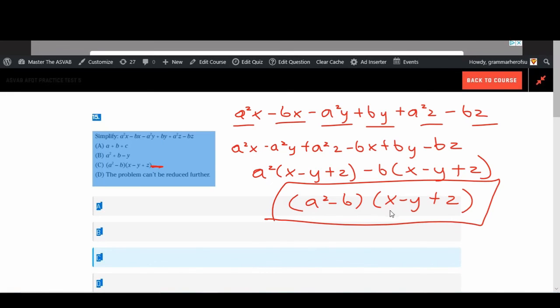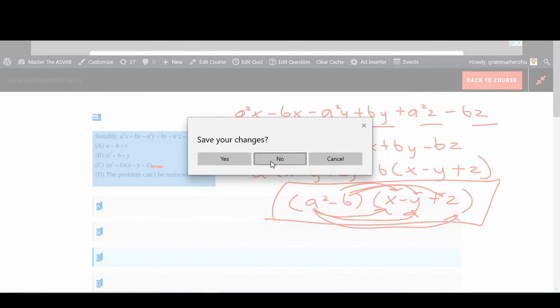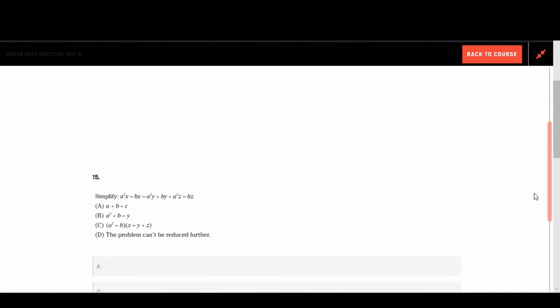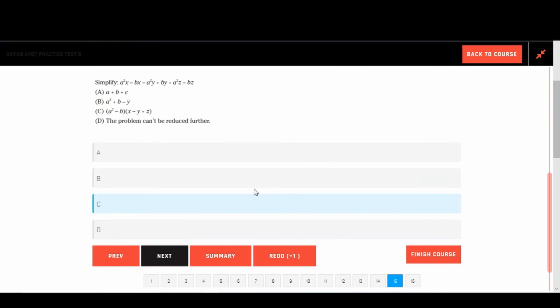If you were to multiply this out by distributing these accordingly, this would actually get you this original equation. So again, I just solved this one by factoring by grouping. It's a fairly advanced problem. If you're doing well on the ASVAB, you might see a problem that requires you to factor by grouping. I just picked this problem randomly, so that's why it ended up on this practice test. But again, factoring will be a part of the ASVAB.